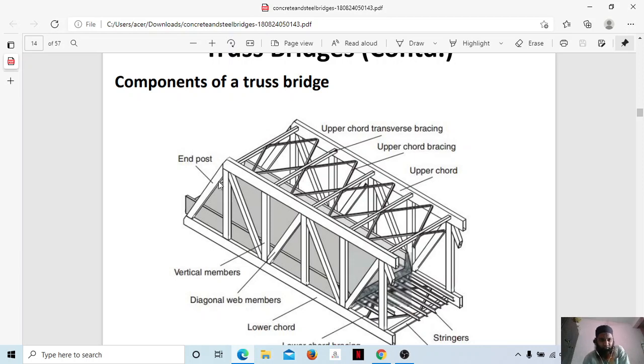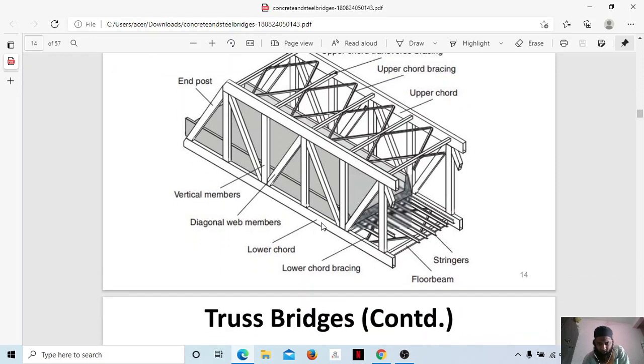Then you can see the end post. This is the end post. This is where the bridge is ending. These are the vertical members. You have diagonal web members, to support and to reduce the buckling. This is the lower chord part. Now, depending on this lower chord only, the different types of truss have been differentiated.